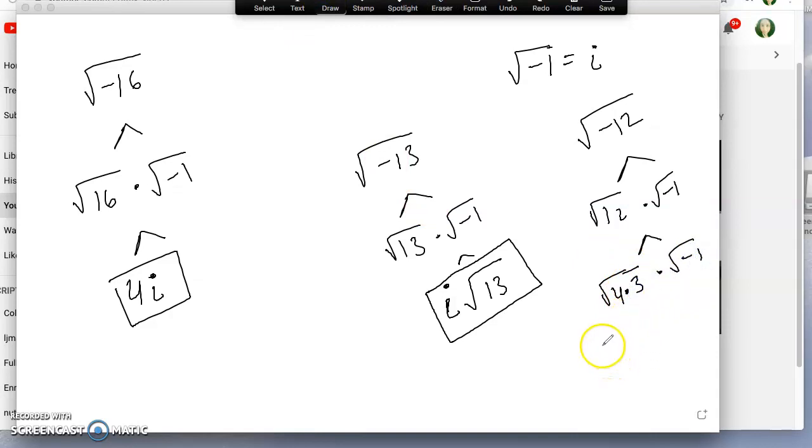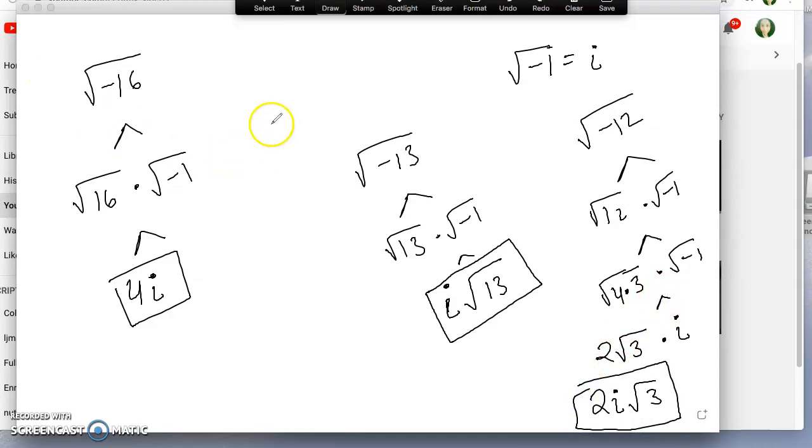And then we can continue to simplify: square root of 4 is 2, square root of 3, and square root of -1, which is i. And then square root of 3 times i is 2i square root of 3. And that's the answer.